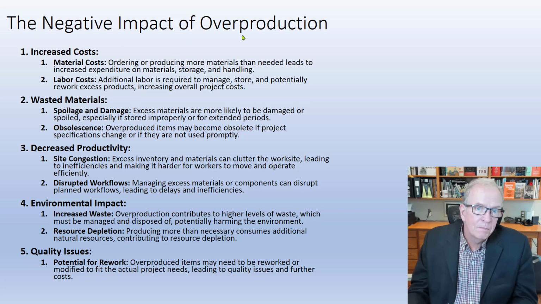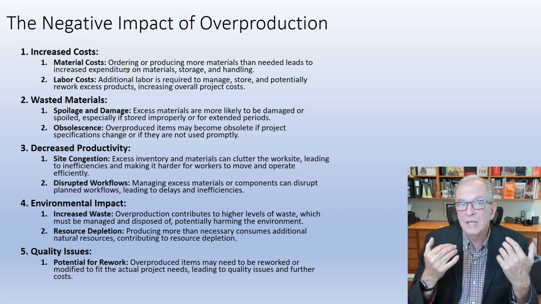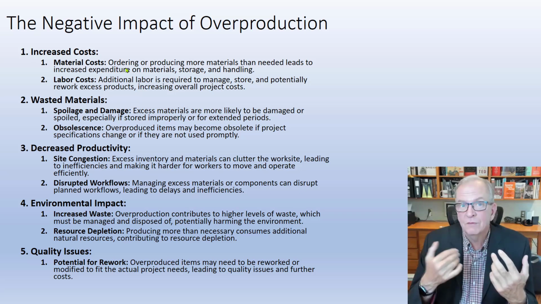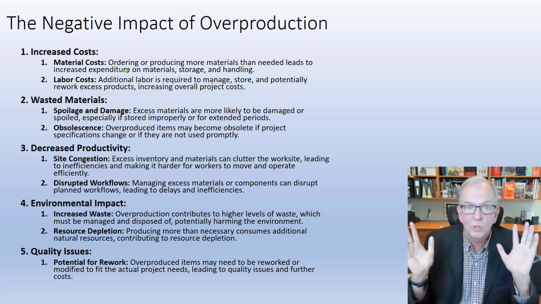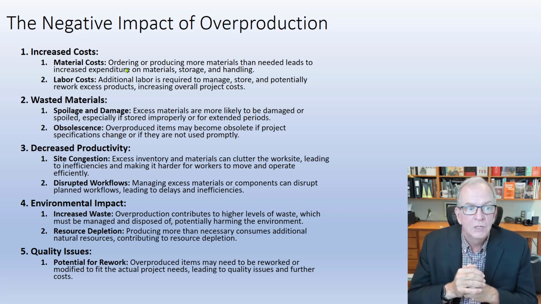So what are the negative impacts? Well, increased costs, as I said. Material costs: ordering or producing more than needed leads to increased expenditure. Storage, handling, as we said, and additional labor costs of moving it. It could become damaged. Every time you move something, or it's around something on a construction site, this is another lean aspect, trying to optimize for the project. Unfortunately, we have a number of trades and individuals that are optimizing for themselves, and they bang into something and damage it, right? So you're exposing yourself to that to a greater degree.